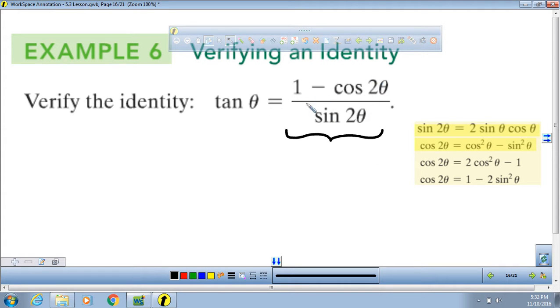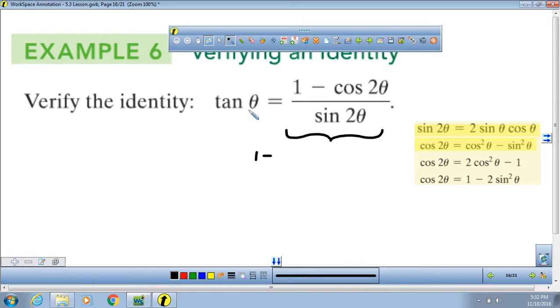We can make them into single angles, because my tangent right here is not a double angle. It is just theta, not 2 theta. So we need to get rid of those 2 thetas in this expression. That is basically your key. So the first thing to do is cosine of 2 theta. Try either of these expressions. Now you see that there are no squares in this one.